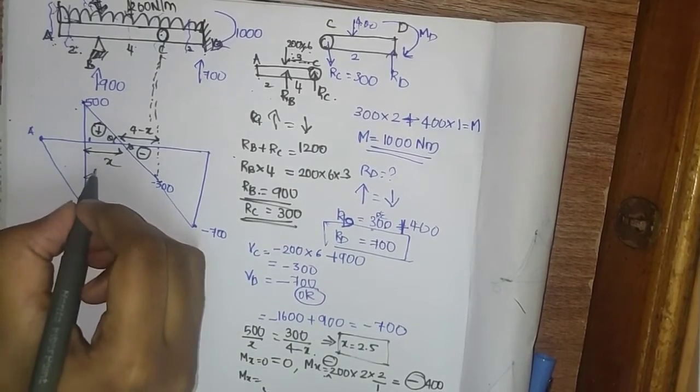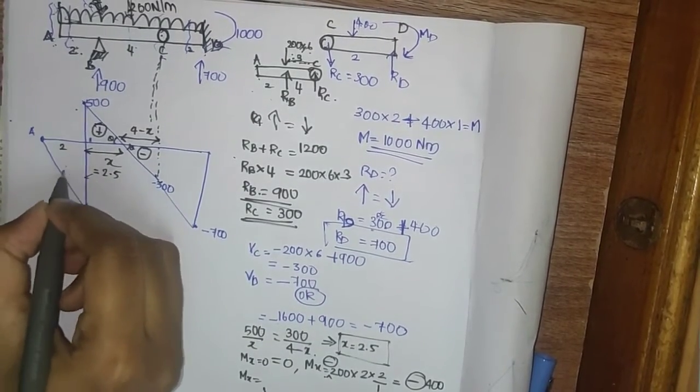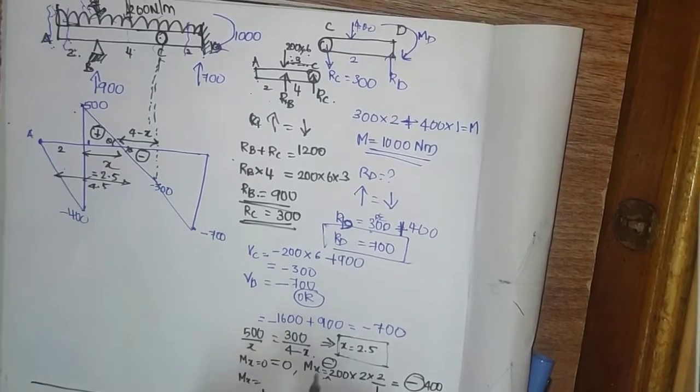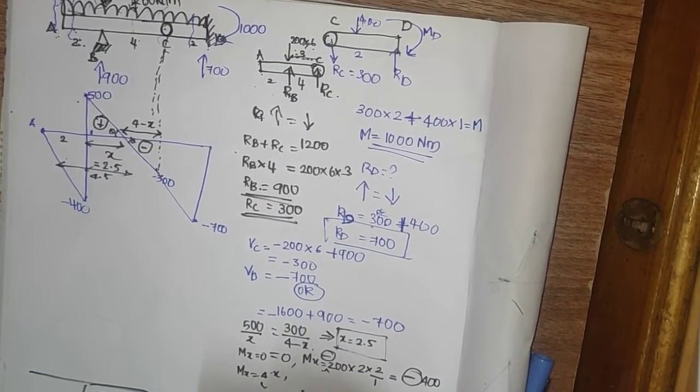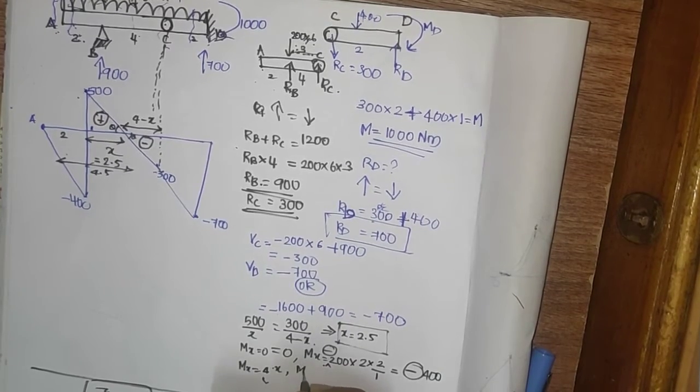Next is M at x equal to. So this we got as 2.5. Here it is 2. So in total here it is 4.5. So M at this x equal to 4.5. What will be the moment at x equal to 4.5?